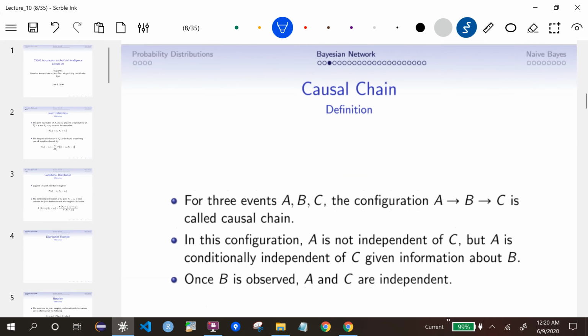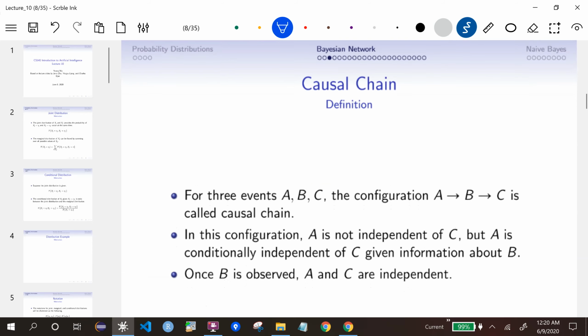In a network, there are usually three kinds of configurations. The first one, as the name suggests, is a causal chain. Basically A causes B and B causes C. Suppose we have three features. I will use the example that I will use in the next two parts. Let's say A is the event that there is a fire at home, B is the event that there is an alarm, and C is the event that your neighbor is calling you.